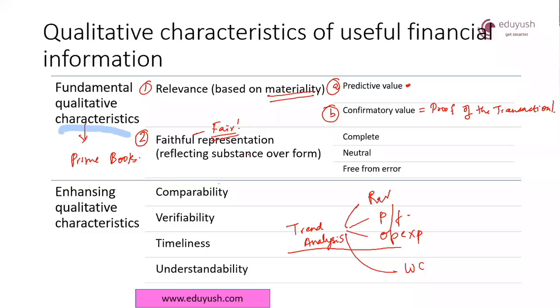And while doing this, we have to also ensure that transactions are recorded in accordance with substance over form. What is the meaning of substance over form? Any idea?